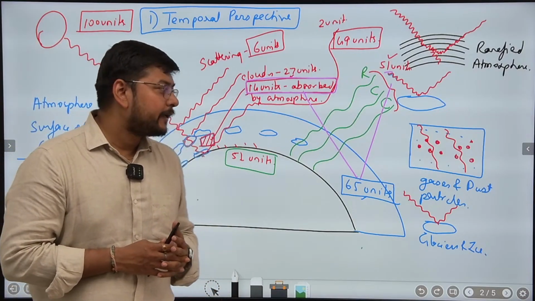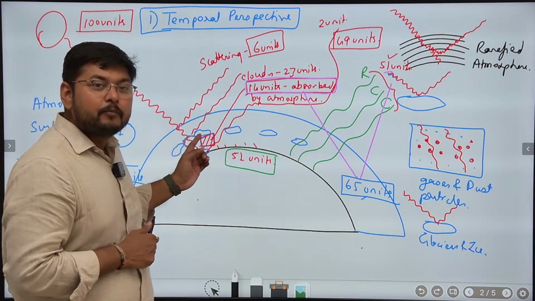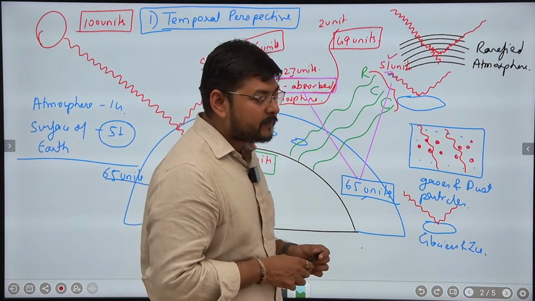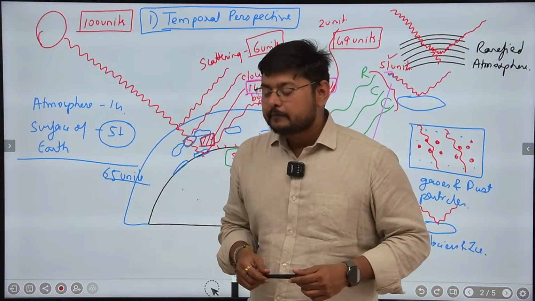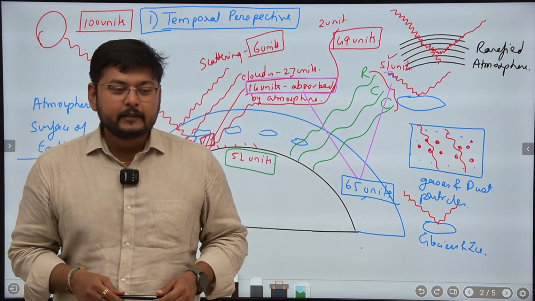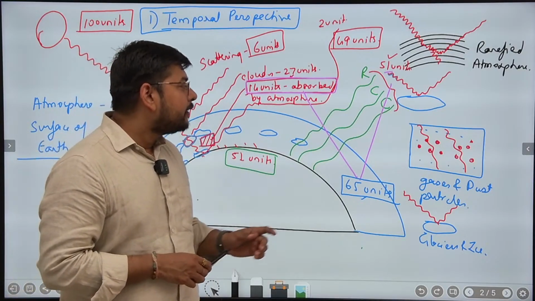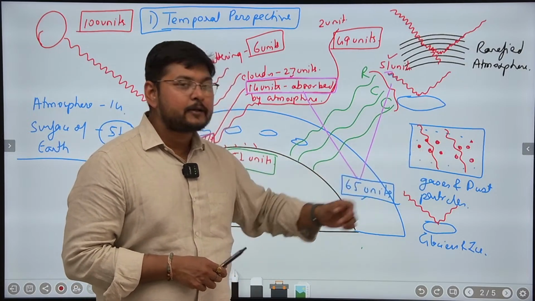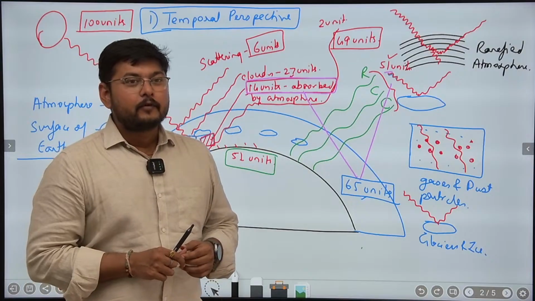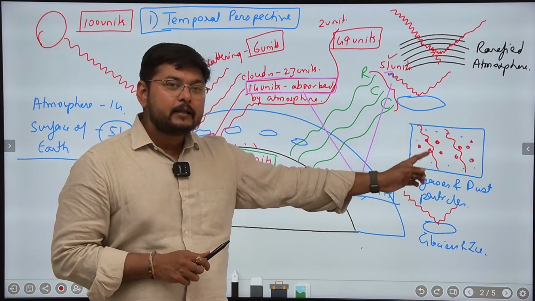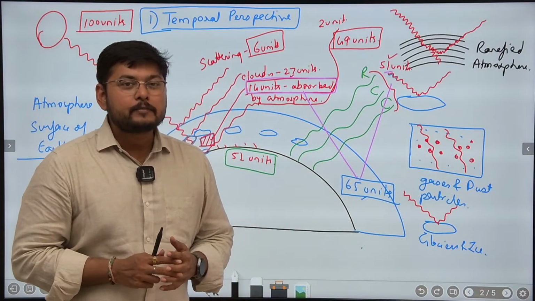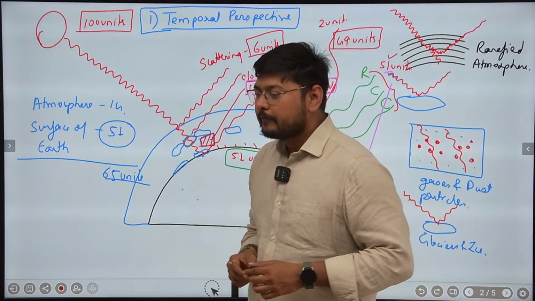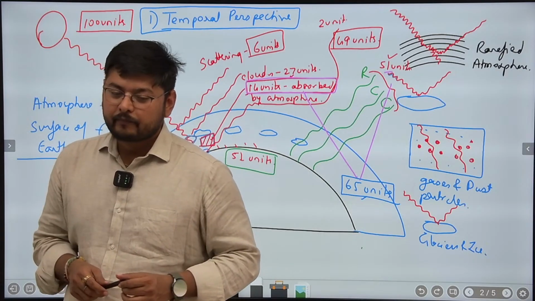Next point. As the insolation propagates forward, 14 units of energy is absorbed by the Earth's atmosphere. The gases and dust particles absorb this energy.